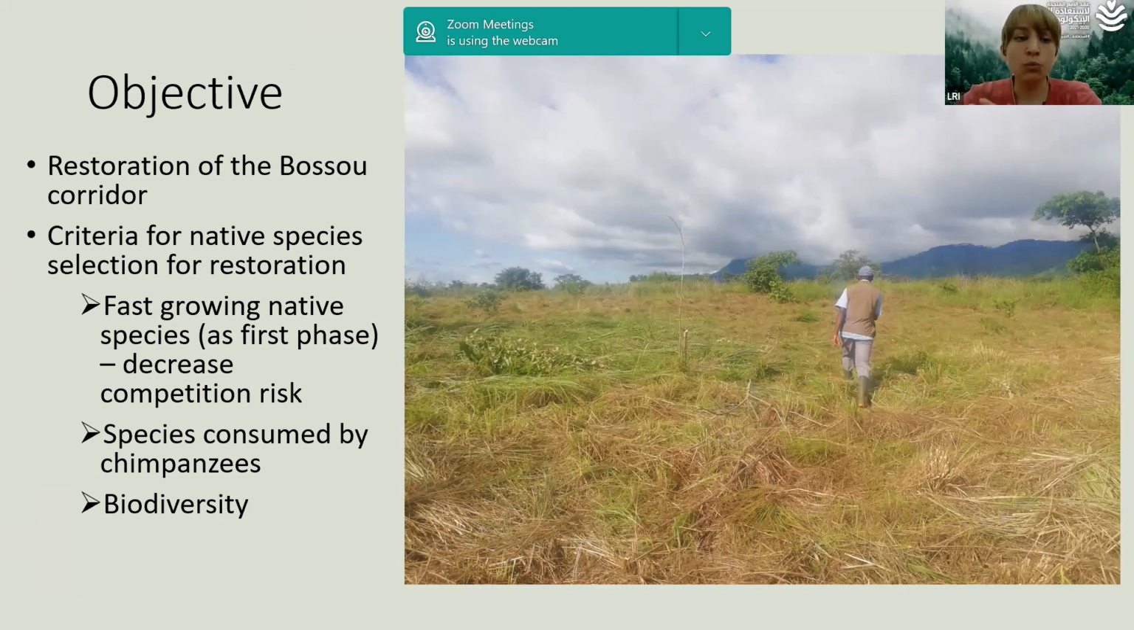So for that, we thought, what are the native species that we want to select? After discussing with the communities and our local stakeholders, we identified that we needed fast-growing species to decrease the risk of competition. As you can see in that picture, we have a lot of weeds coming up. So selecting fast-growing native species would decrease the competition risk. We also needed species that are consumed by chimpanzees, so they are able to use them, feel safe, and disperse outside of the Bossou area into the Nimba forest.